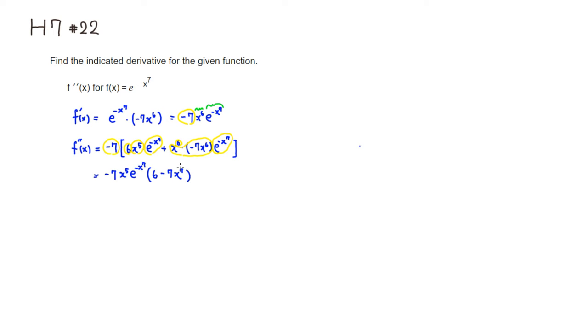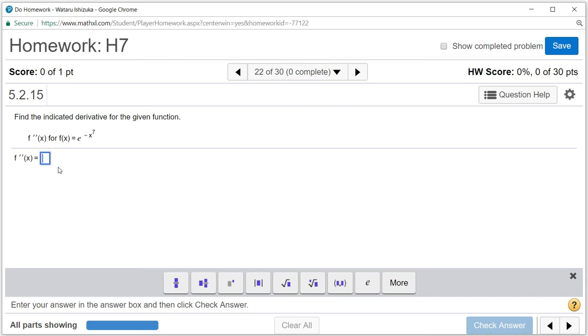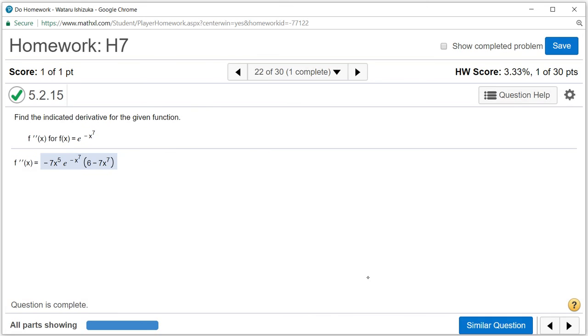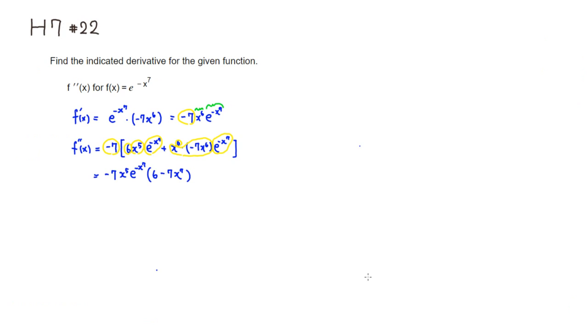Let's type this in. What we got was negative 7 x to the 5th power e to the negative x to the 7th power, and multiply by 6 minus 7x to the 7th power. Let's check the answer. Got that. That's it. I hope that this was clear.